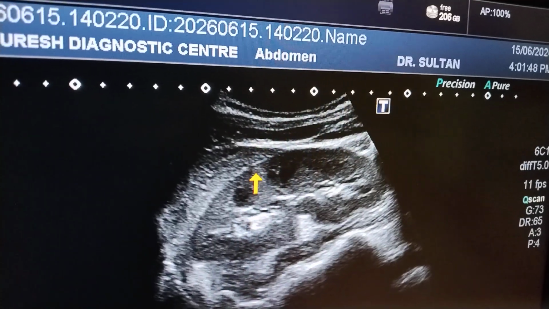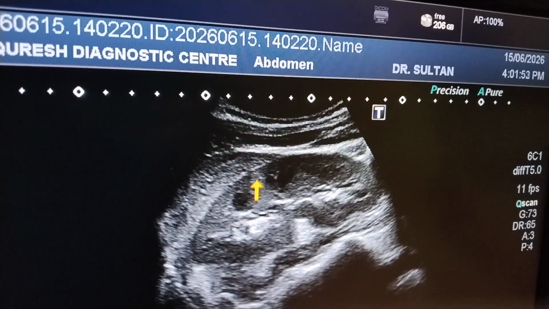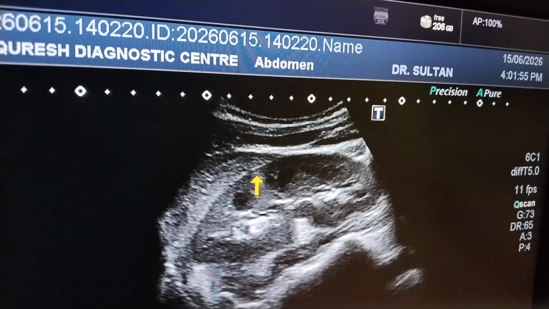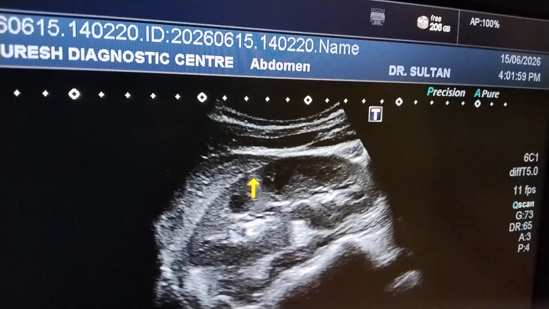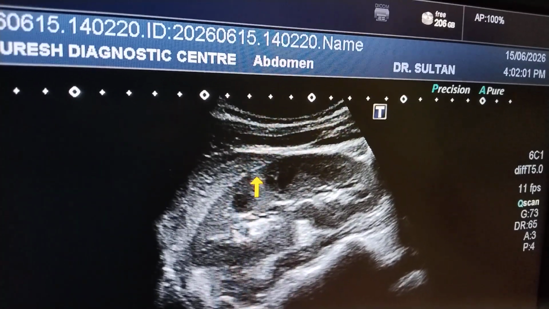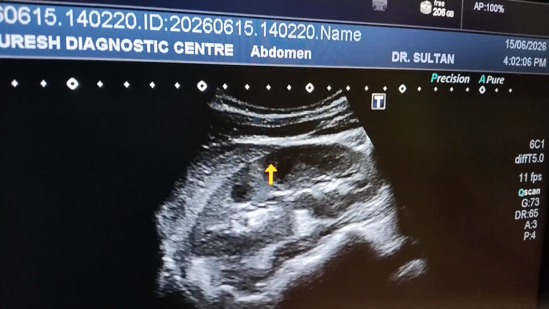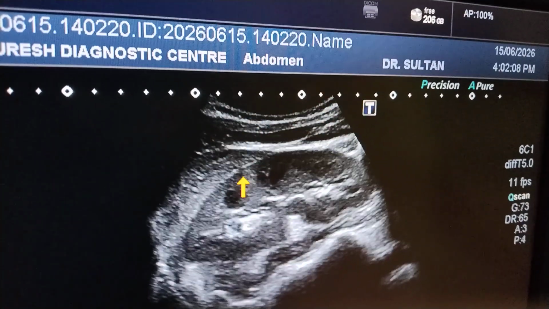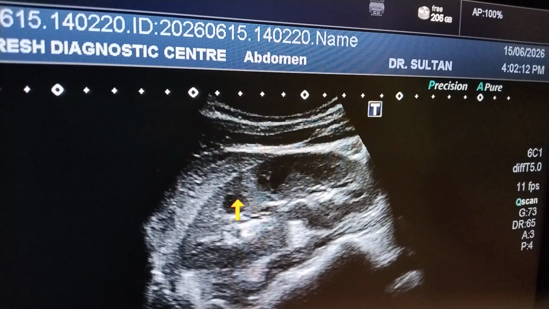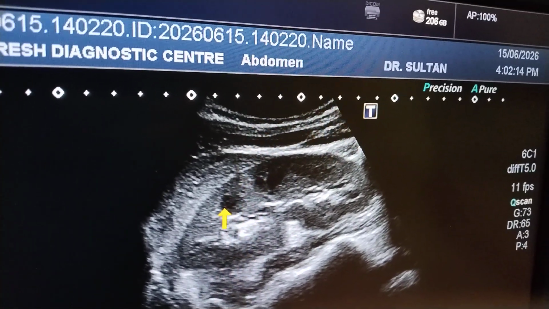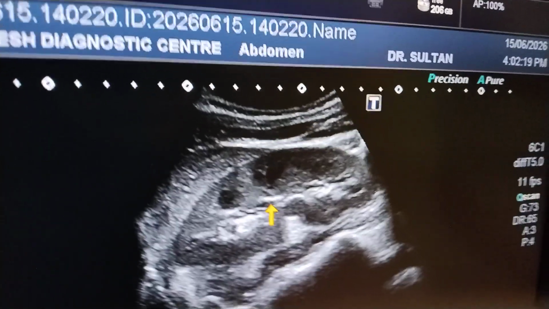Cortex में भी glomeruli हैं, tubules हैं, vessels हैं, interfaces भी होती हैं, तो ये moderate sound reflect करता है, due to which it reflects moderate sounds as compared to the pyramid. So ये थोड़ा सा it seems more bright than the pyramid but less bright than the renal sinus.